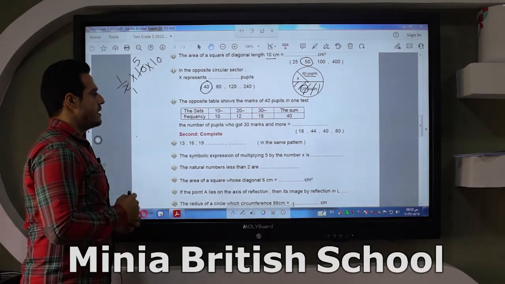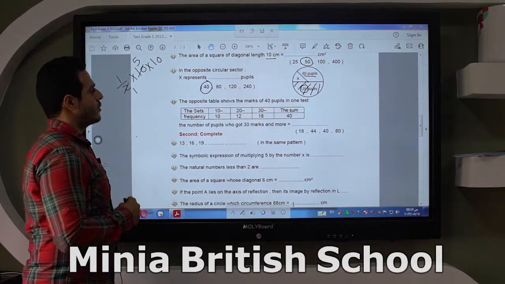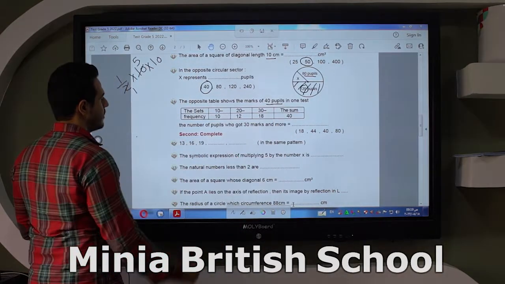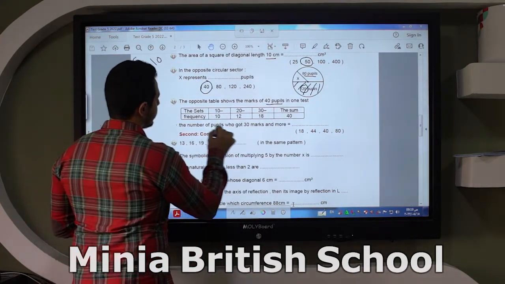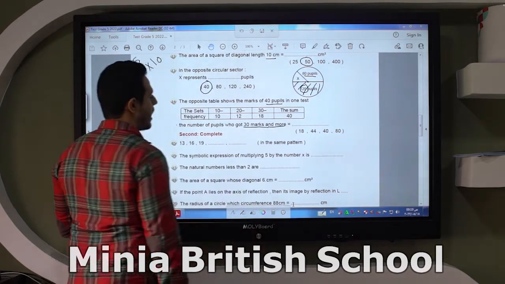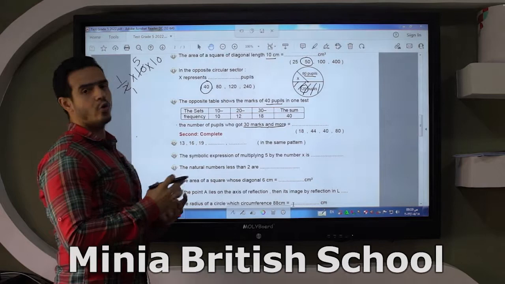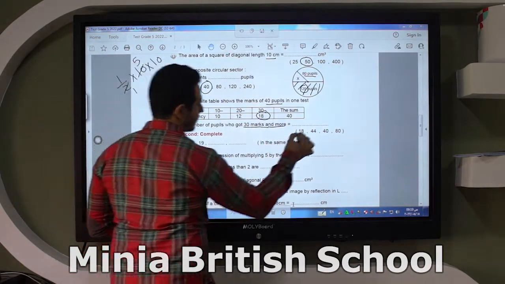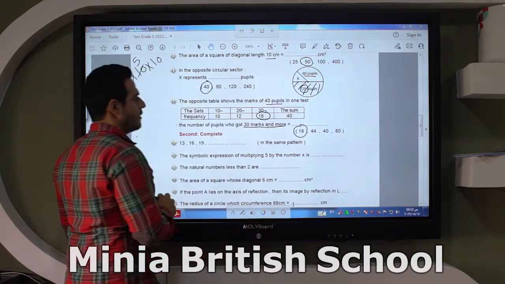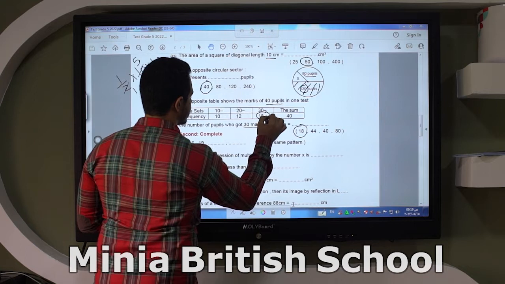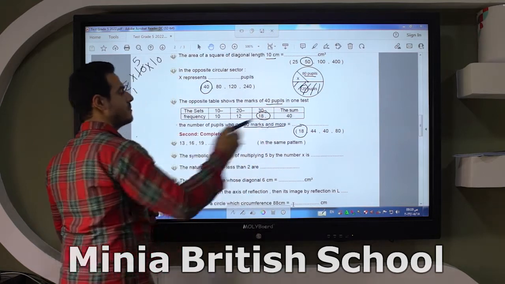Number 14, the opposite table shows marks of 40 pupils in one test. Okay, he wants the number of pupils who get 30 marks and more. How many students get 30 or more? 30 or more equals 80. Okay, if there is another number, we will add the frequency of 30 and the number next to it.